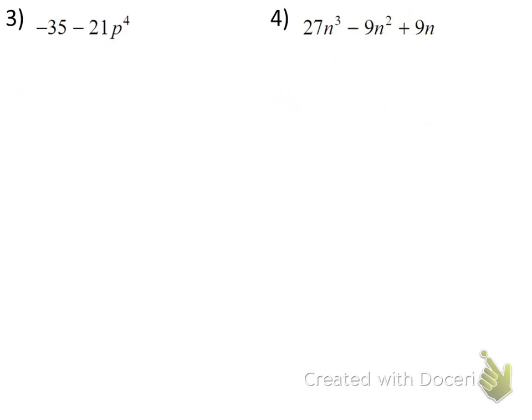Okay, number 3. Turn to your neighbor, look at number 3, everyone. Turn to your neighbor and tell him what's a common factor that you see there. Okay, what was the common factor, everyone? 7, right? We could see that 35 is like saying 7 times 5. And we have a negative sign in the front, by the way. And then we have 7 times 3 times p to the 4th. Now, what's the common number you should take out? 7.